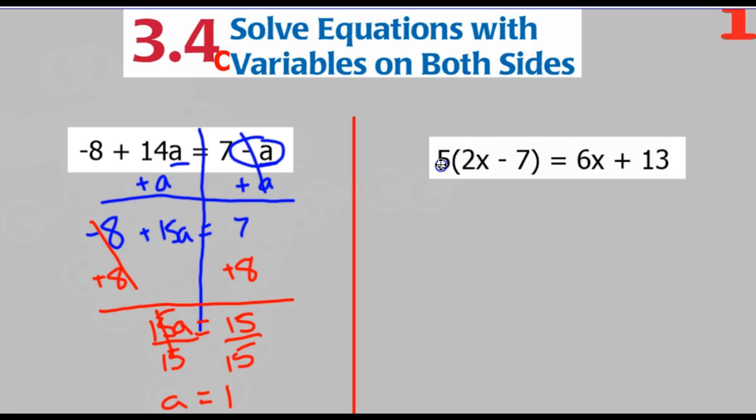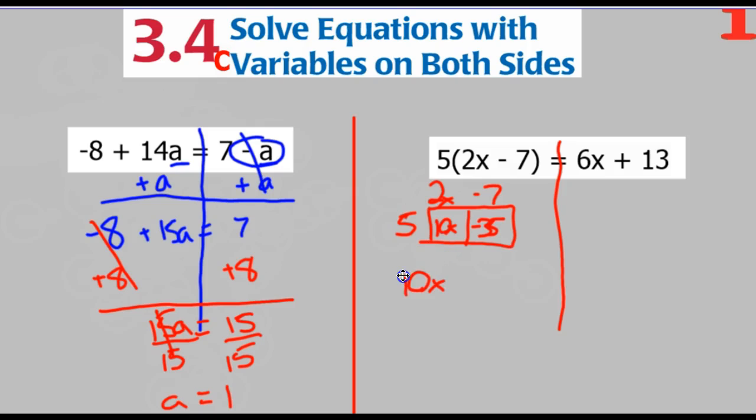Here I have a number outside of some parentheses. That means I can draw our box. So we get 5 and 2x minus 7. 5 times 2x is 10x. 5 times negative 7 is negative 35. So we get 10x minus 35 equals 6x plus 13.